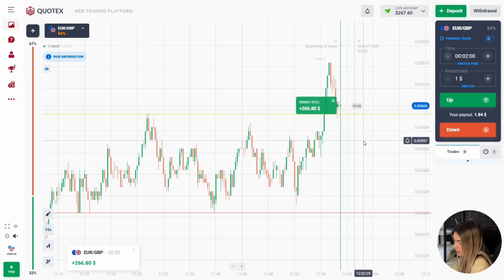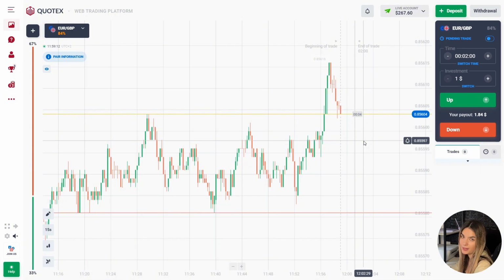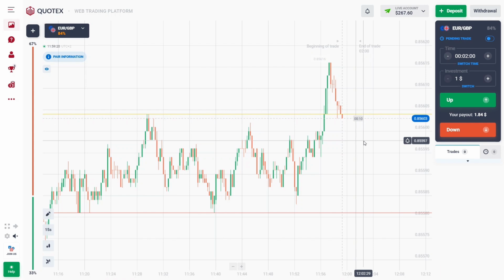Well guys, not bad at all. As you can see, the price moves according to our scenario and here we made a profit. We also chose the right time for the transaction this time, and let's see what happens in the market next.